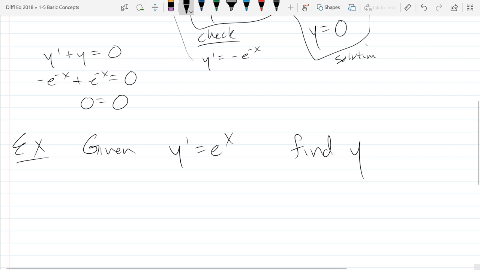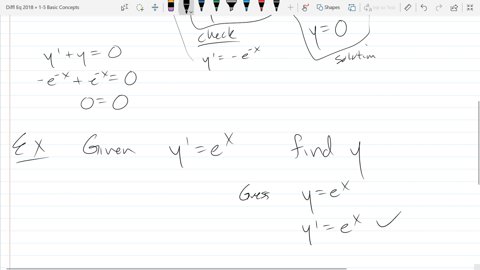e to the x. Oh, e to the x. So we're going to guess. All right, check. Now, if you notice, the check is actually the differential equation itself. So there's really nothing to plug in, because you've basically written the entire differential equation out. So we wrote the same problem three times.